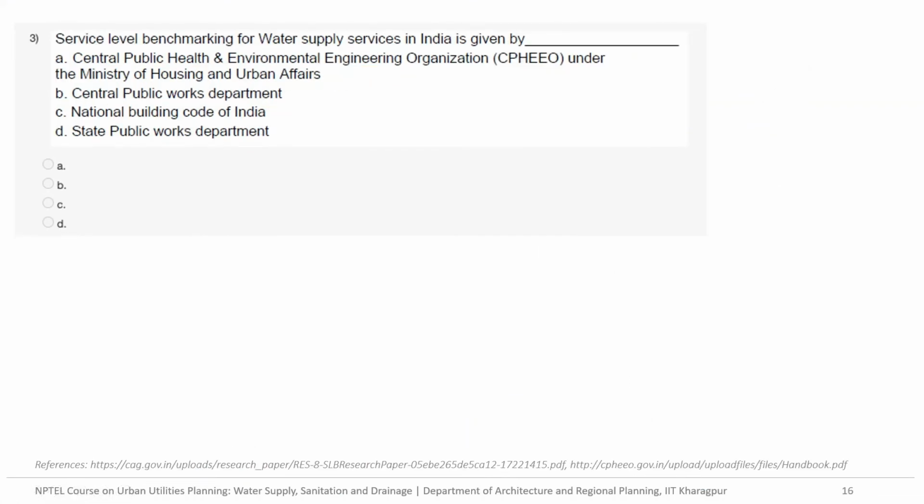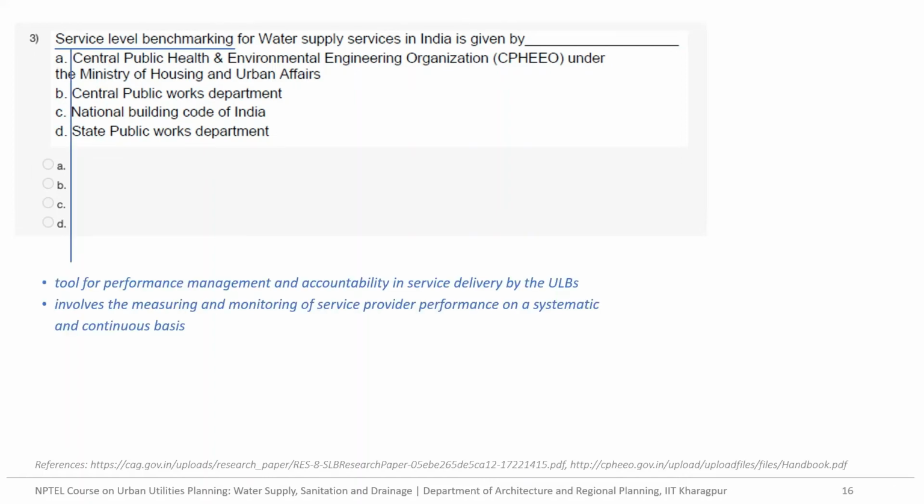Moving on to the next question. Service level benchmarking for water supply services in India is given by A. Central Public Health and Environmental Engineering Organization, CPHEEO, under the Ministry of Housing and Urban Affairs, B. Central Public Works Department, C. National Building Code of India, D. State Public Works Department. So, what is this service level benchmarking?